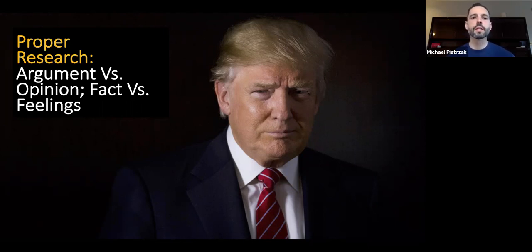And so today we're doing a little bit of a lesson that's essentially a lead up to our research paper, but really the larger issue here is how to determine argument from opinion and fact versus feelings. They're definitely not the same. They all have their proper place in our lives, but when we're talking about making an argument, you want to be using some facts rather than some opinions or feelings.